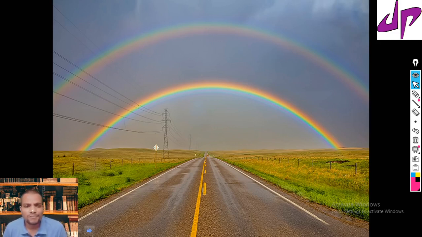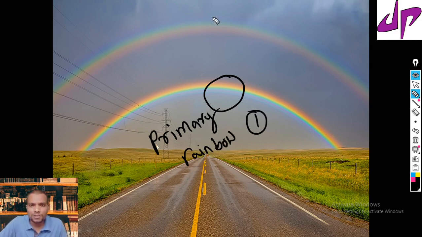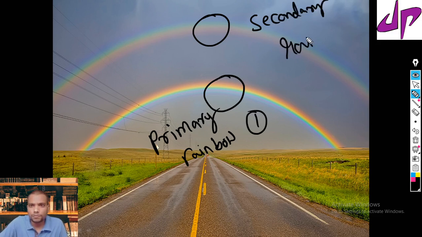Now this is the original rainbow we observe, especially on rainy days, after rain. Here we are seeing two rainbows. This is the lower one, very bright. This is known as the primary rainbow, the first rainbow. And the second one, you can call the secondary. Sometimes you can see doubles, or sometimes it is also possible to get 3, 4, multiple rainbows.